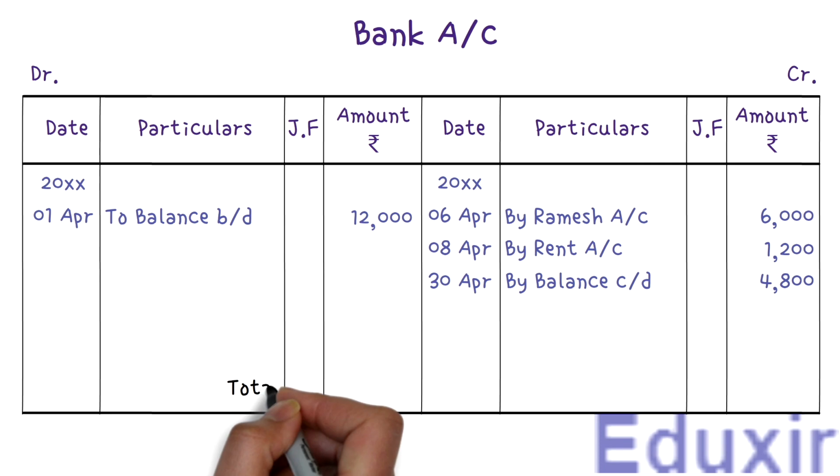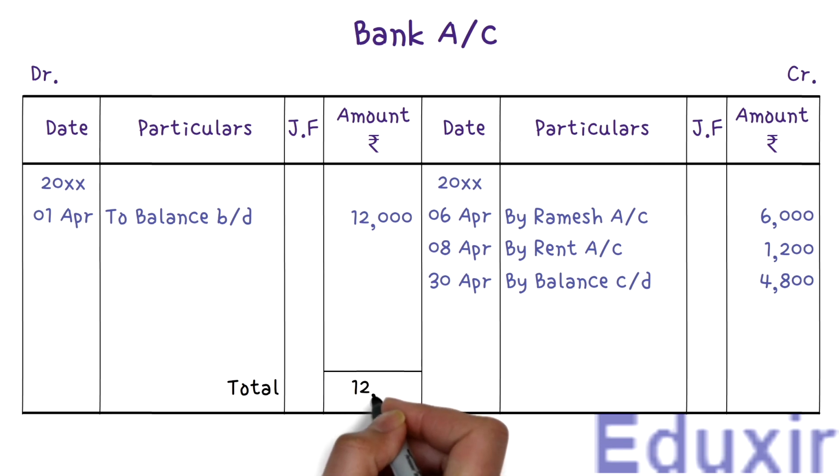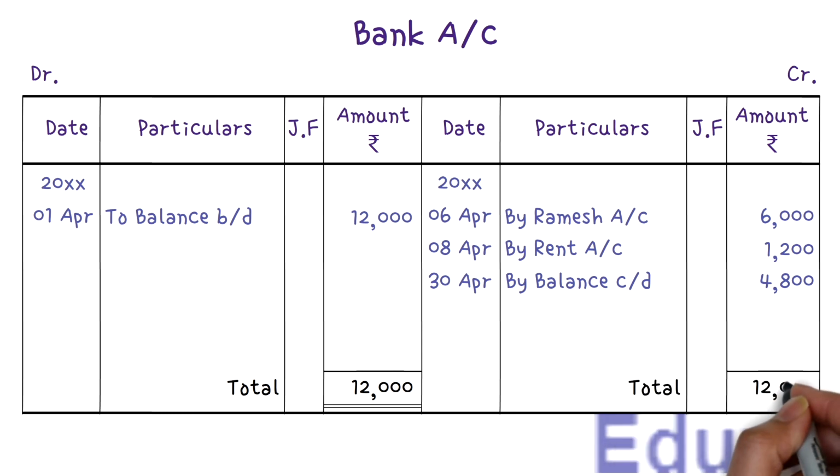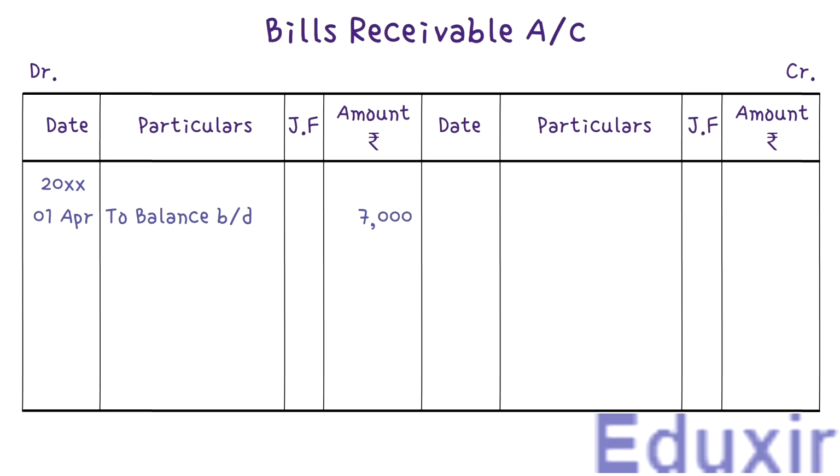Now the total on the debit side is 12,000 rupees. And the total on the credit side is 12,000 rupees. So now the bank account is balanced. Let us now take up the bills receivable account.